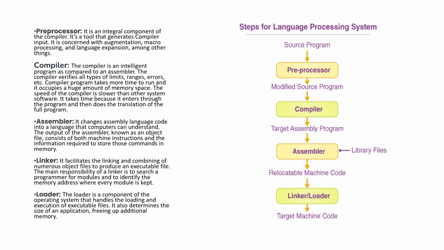The assembler takes the assembly language code and translates it into the language that the computer can understand, that is the machine code. The output of the assembler, as I already told you, is known as the object code, which consists of both machine instructions and the information required to store those commands in the memory. After that, it facilitates the linking and combining of numerous object files to produce the exe file.